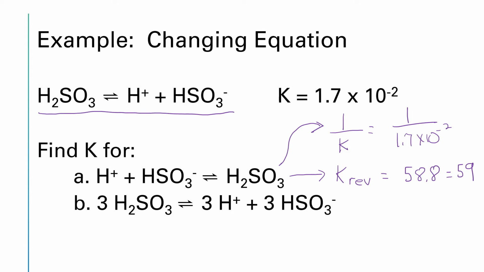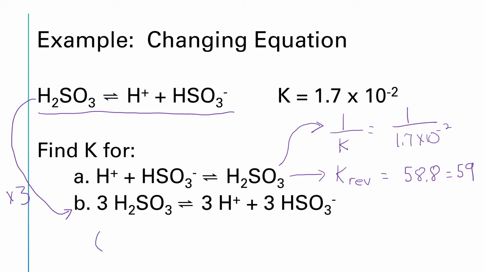It says 3 sulfurous acids in equilibrium with 3 H pluses plus 3 HSO3 minuses. What happened to our original reaction to turn it into the reaction given here in part B? Well, it looks like we multiplied all of the coefficients by 3. If you multiply the coefficients by a constant, you have to take the K value and raise it to the power of that same constant.